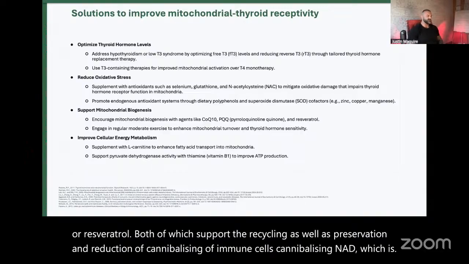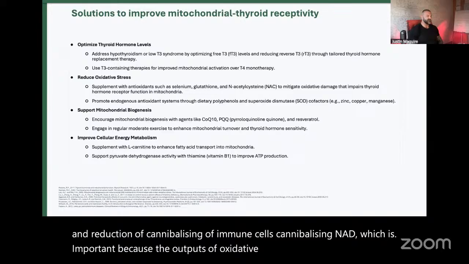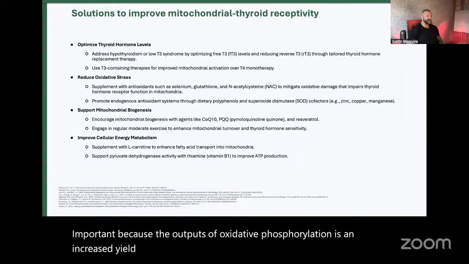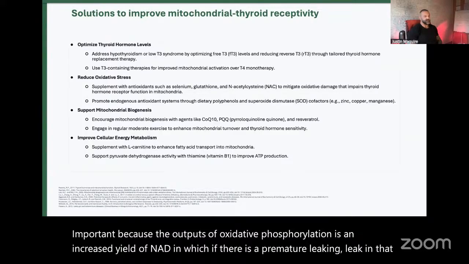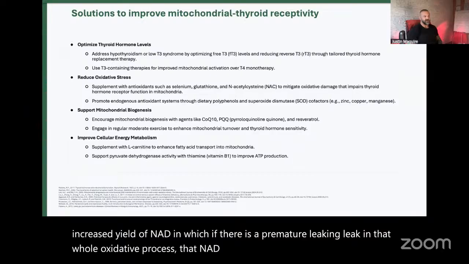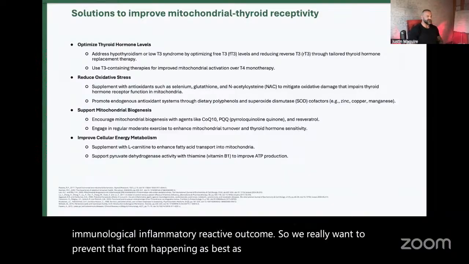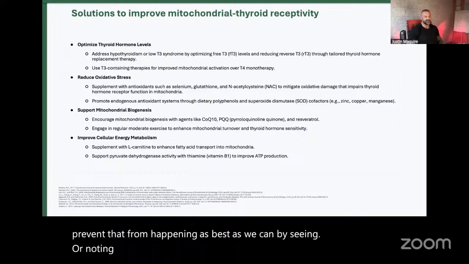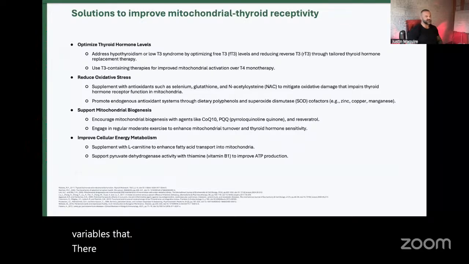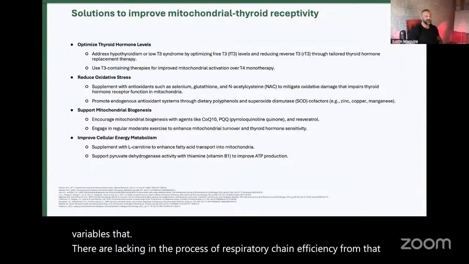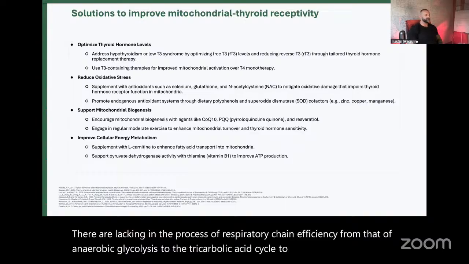the output of oxidative phosphorylation is an increased yield of NAD, in which if there is a premature leak in that whole oxidative process, that NAD can most certainly induce an immunological and inflammatory reactive outcome. So we really want to prevent that from happening as best as we can by seeing or noting on organic acids urinalysis, as an example, what are the variables that are lacking in the process of respiratory chain efficiency, from that of anaerobic glycolysis to the tricarboxylic acid cycle to the eventual electron transport chain?